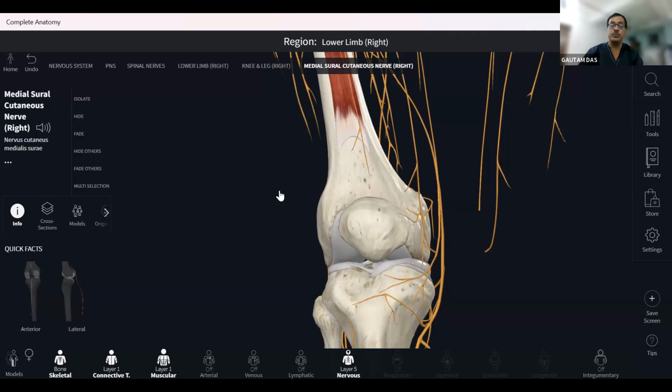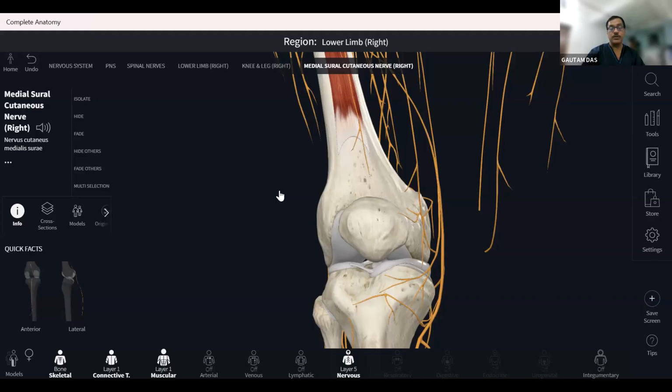So the nerve to vastus medialis supplies the medial part; the superior lateral genicular nerve supplies the lateral part. But it has one very important branch, the lateral reticular branch, which supplies the inferior lateral part of the joint capsule. One anatomical thing we should remember is that the lateral reticular nerve is a branch of the superior lateral genicular nerve. So the superior lateral genicular nerve gives off the lateral reticular nerve, which supplies the inferior part of the lateral joint capsule.